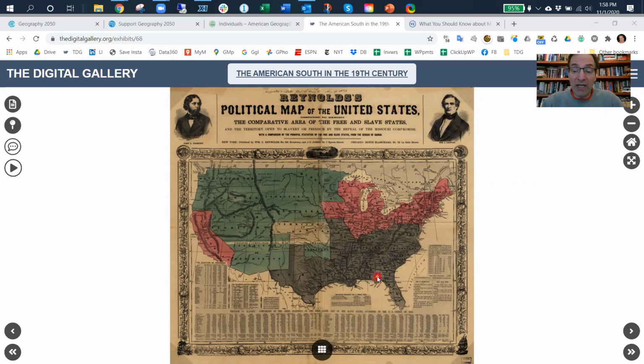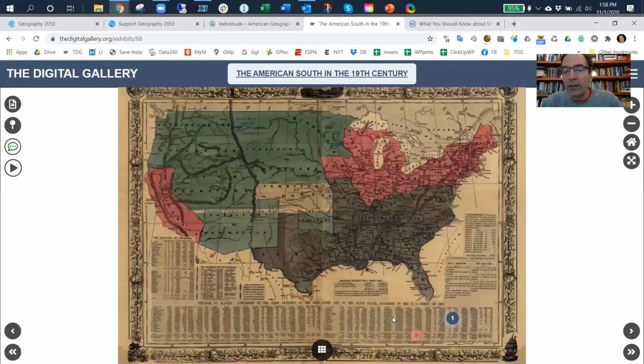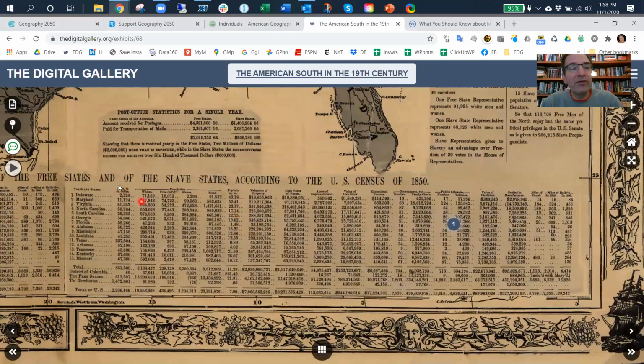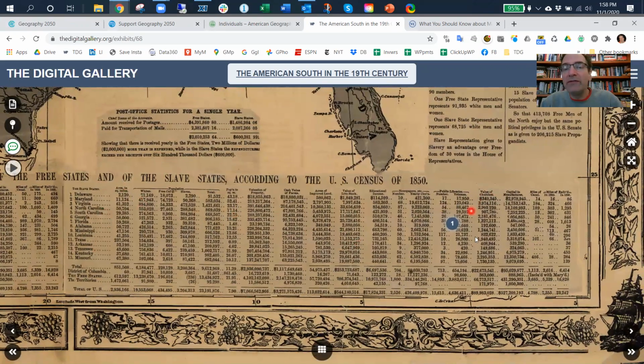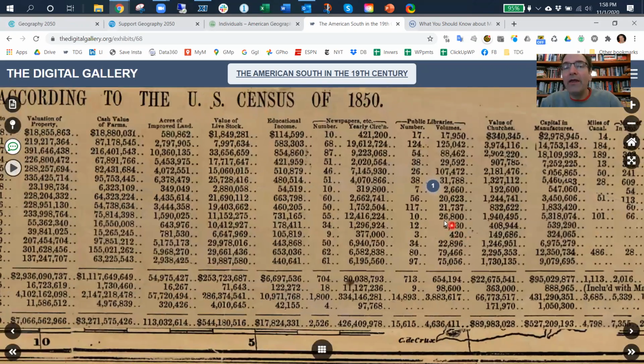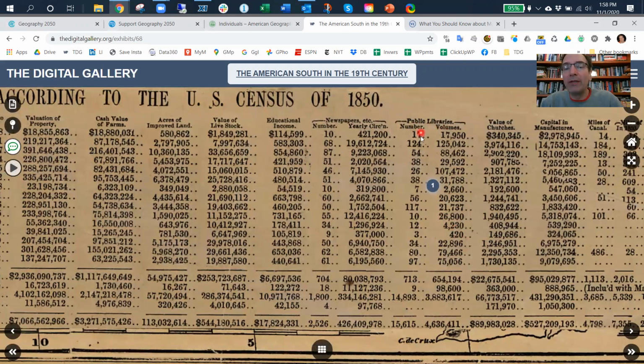And in order to show how the slave states were actually inferior or less developed than the free states, I was particularly struck, and I put a dot down here, by this comparison. So these are all the slave states, and they went to lengths here to show the number of public libraries, only 700 in all of the slave states and 15,000 in the northern states, 20 times more.